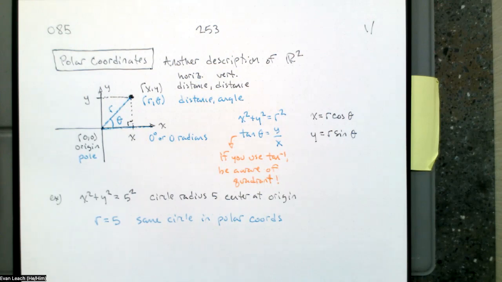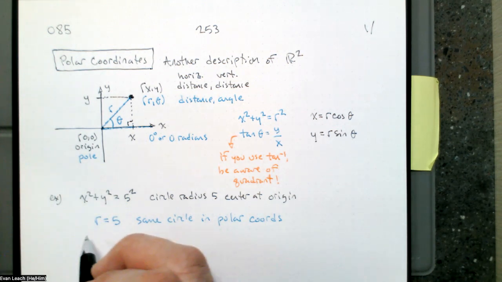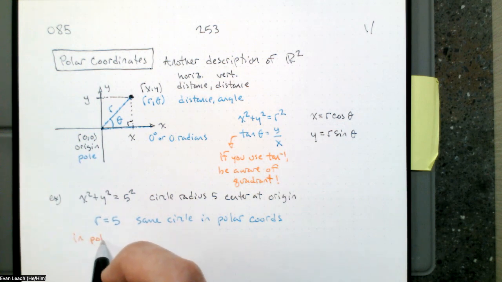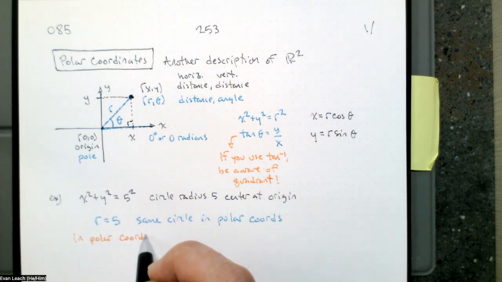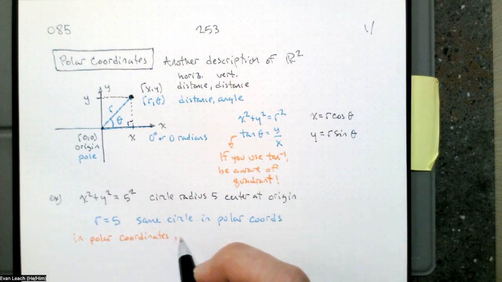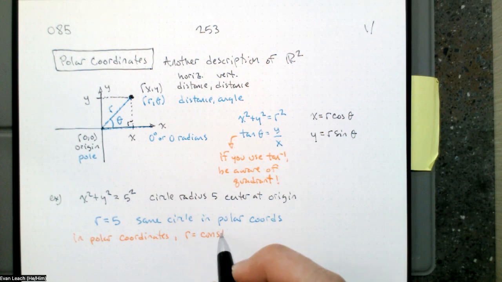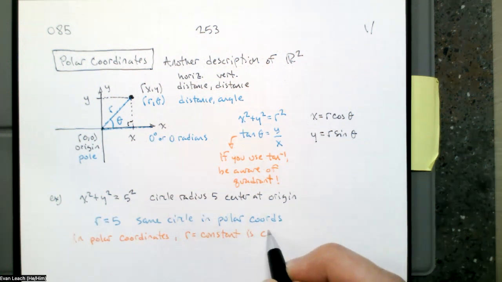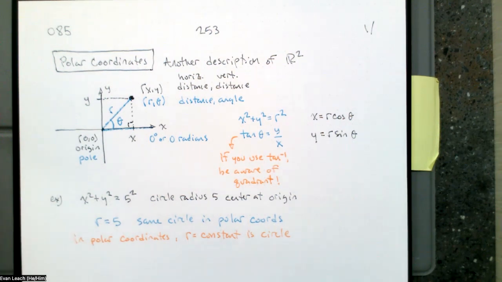In polar coordinates, a constant function is a circle. In polar coordinates, r equals a constant is a circle. The equation r equals some constant is a circle. That's an improper use of a comma. Don't add them. I know.